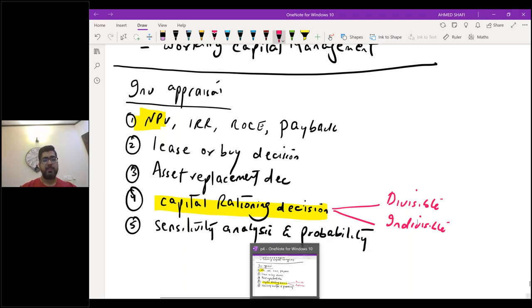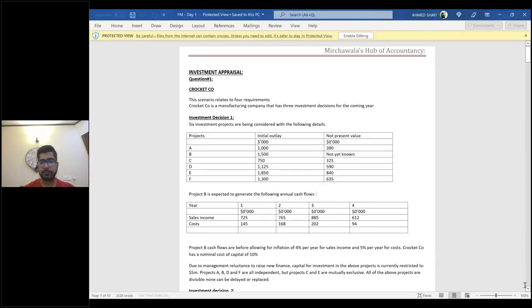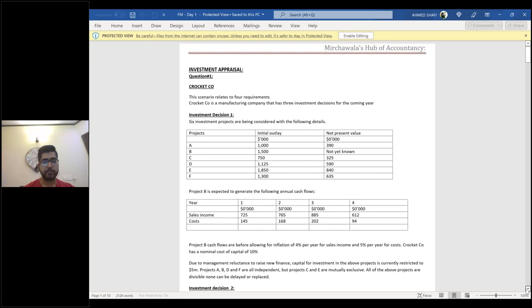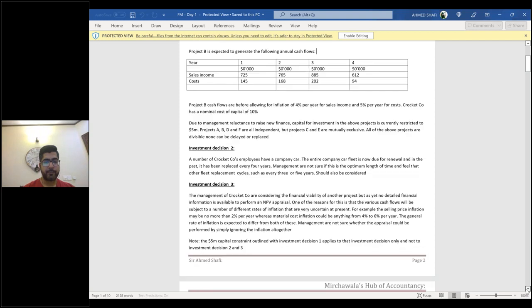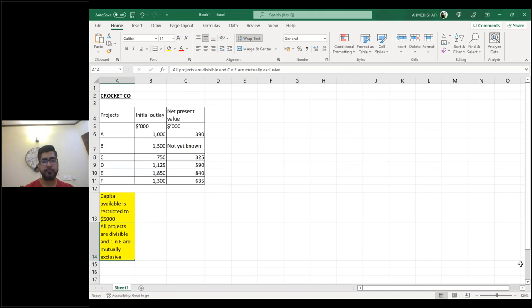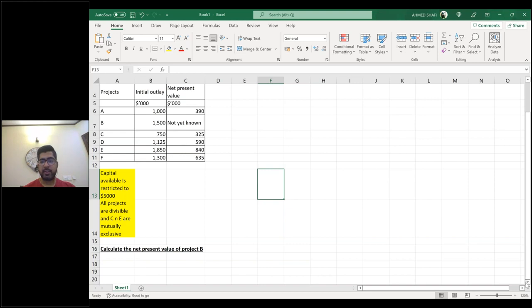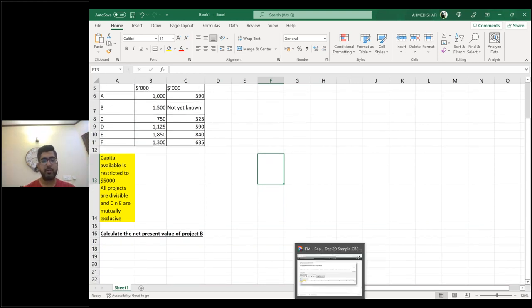Firstly, for investment decision one, we are going to calculate the NPV of project B and then the optimum investment combination. Again, saving time, I will copy data from the question. I'm doing the first part. Let's start calculating the NPV of project B.